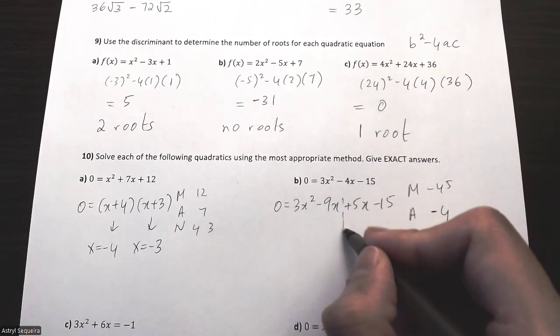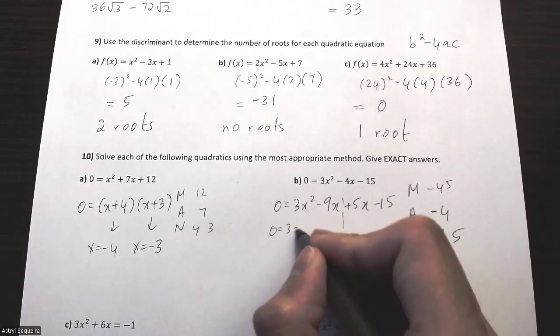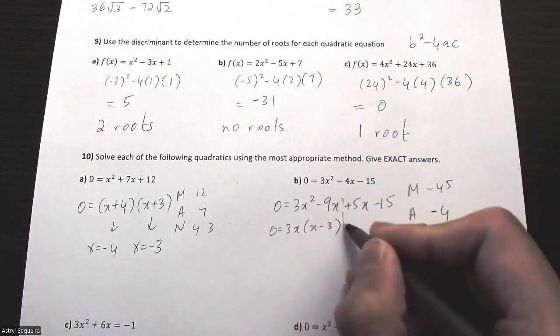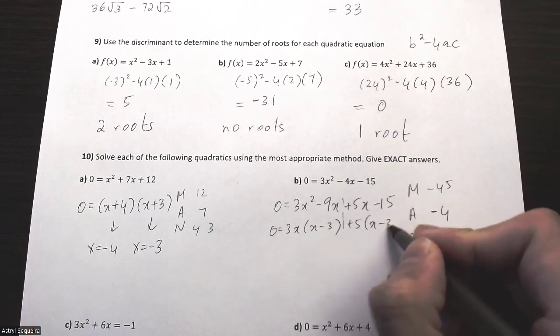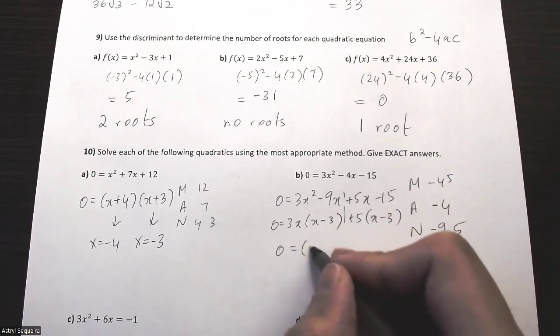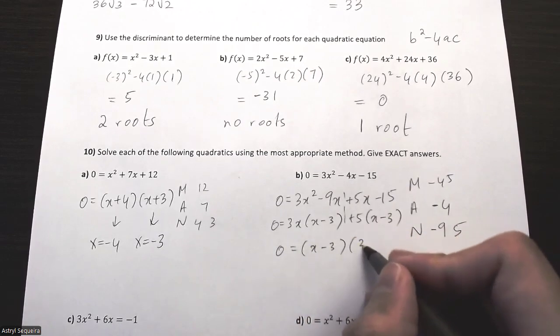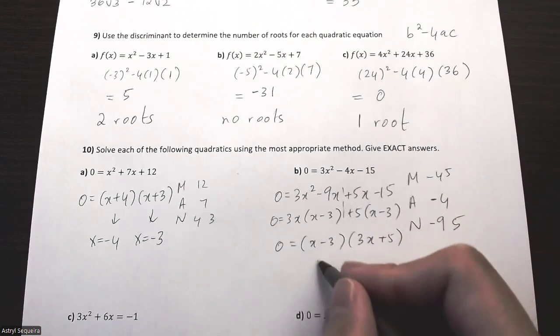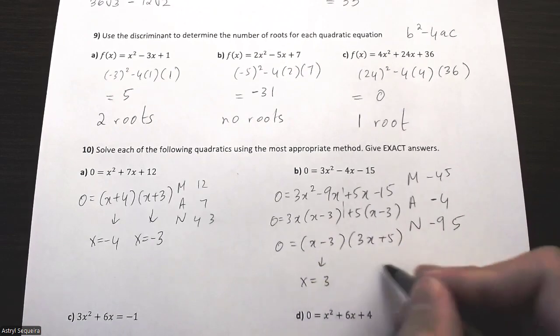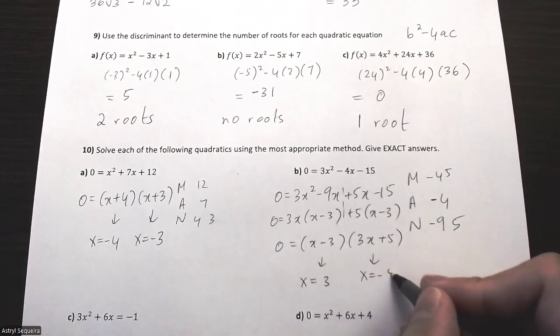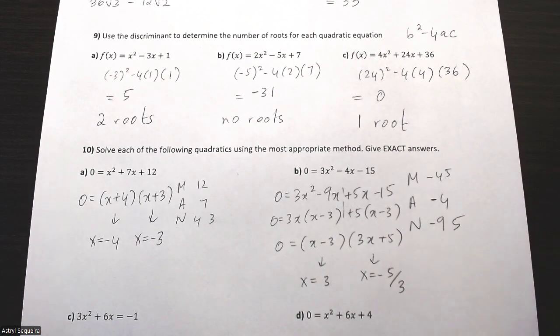And then let me group it. So 0 equals 3x, x minus 3 plus 5, x minus 3. And then if I write it in factored form, it's just x minus 3 times 3x plus 5. So my two solutions here are 3 and negative 5 over 3.